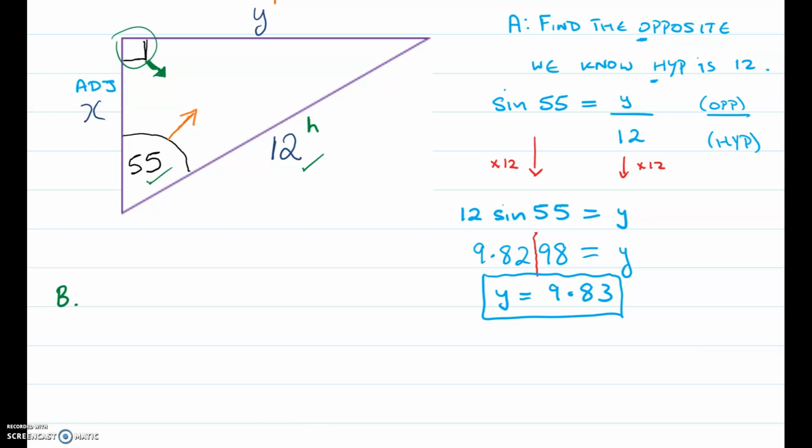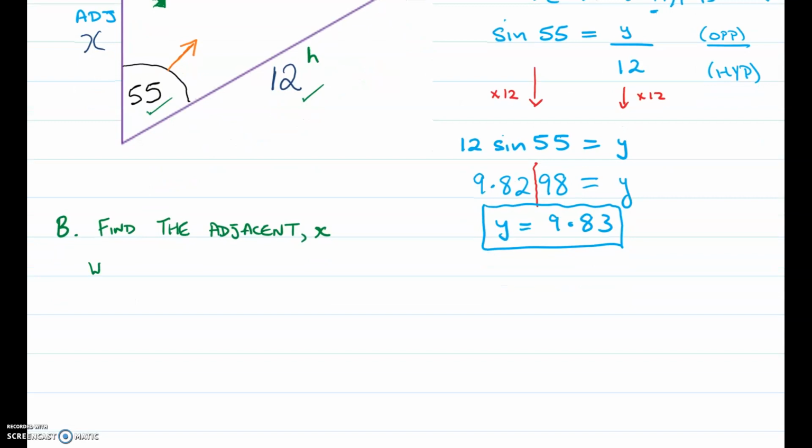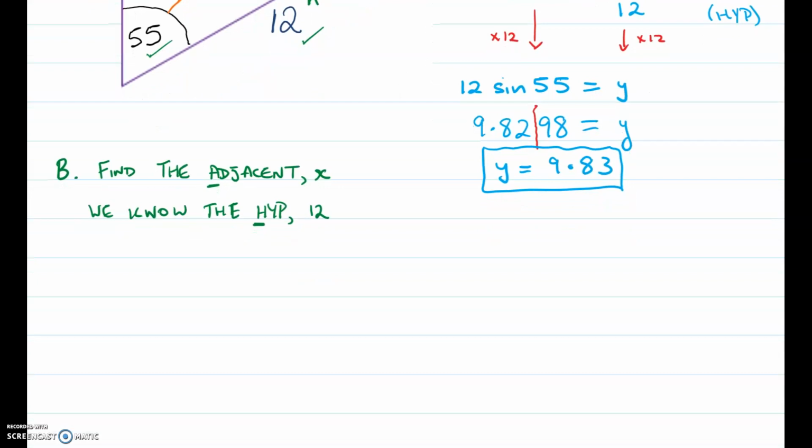We want to find the adjacent. So we've found the opposite side, and now we want to find the adjacent, which is x. Again, we know the hypotenuse, and we know y, but y is not really a very nice number, it's 9.83. The hypotenuse is a nice number, 12. So which ratio, sine theta, cosine theta or tan theta, uses adjacent and hypotenuse? It's cosine. So we're going to use cosine of the angle.